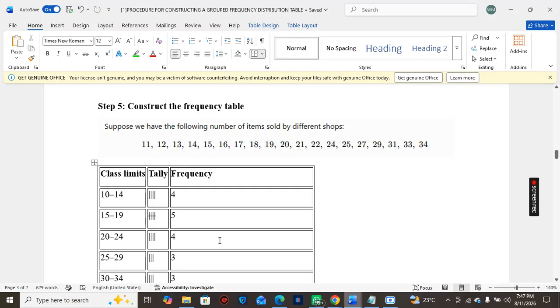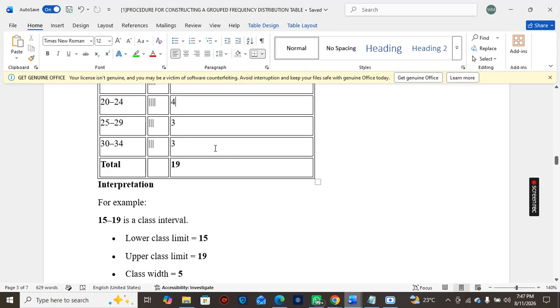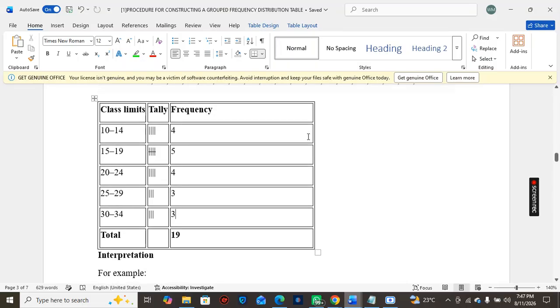Then from 30 to 34, we have 31, 33, and 34. So we have 3 numbers, so our frequency is 3. So if we add our total frequencies, we have a total of 19 numbers.